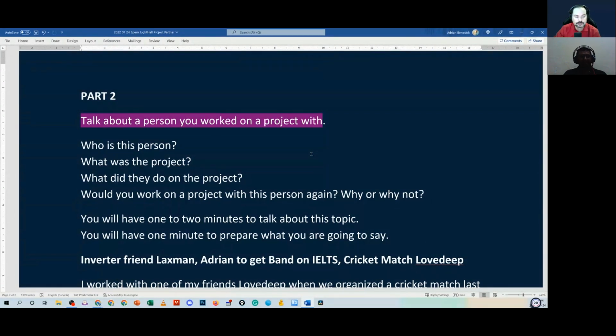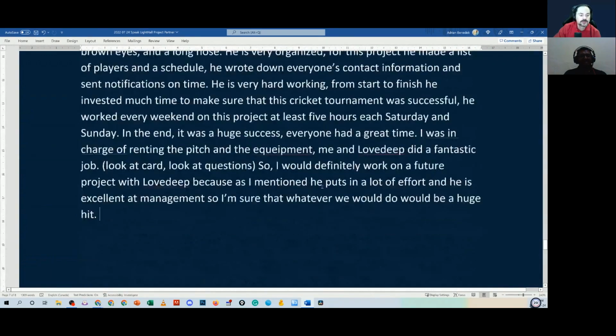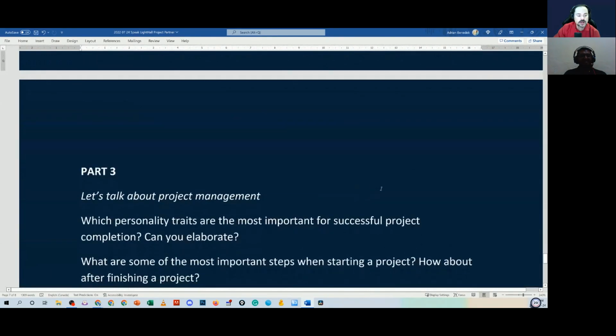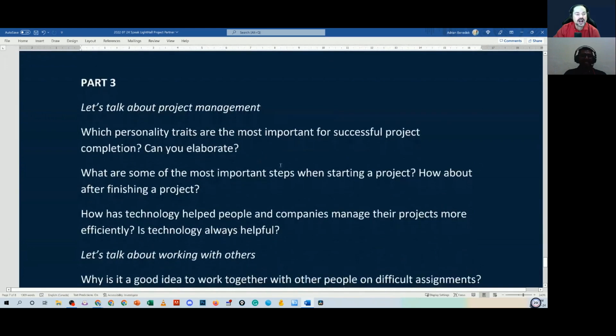Okay. All right. Baljeet, I'm starting to run out of time, so I'm going to keep you in here with me for one more minute. How does that sound? Okay. All right. That's totally fine. All right. Let's talk about project management. Which personality traits are the most important for successful project completion?